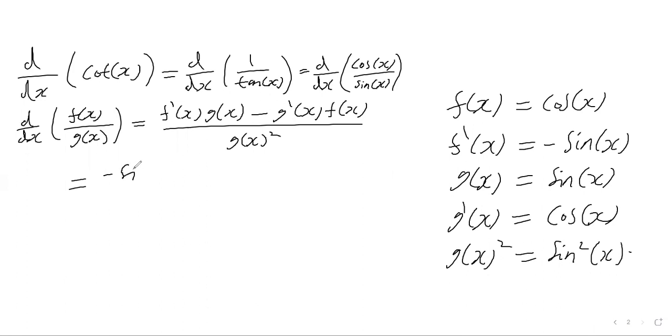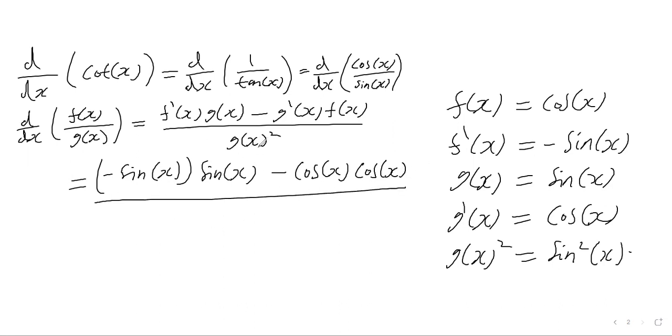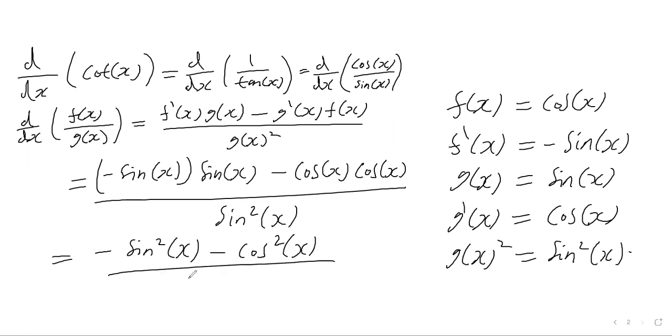Okay, perfect. So now we can just plug in all of those values into the formula. So we've got negative sine of x for the derivative of f, multiplied by g of x, which is just sine of x itself. And then we're going to subtract the derivative of g, which is cos of x, multiplied by f, and f is cos of x. So that's going to be our numerator. And then the denominator is g squared, so sine squared. Perfect. And then simplifying the numerator, we've got negative sine squared of x, then a negative cos squared of x, all over sine squared.